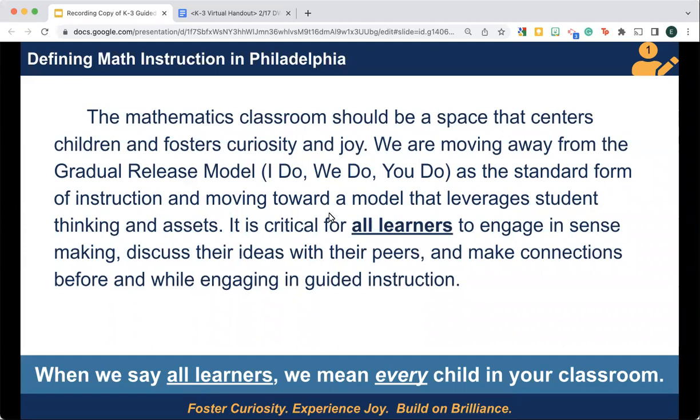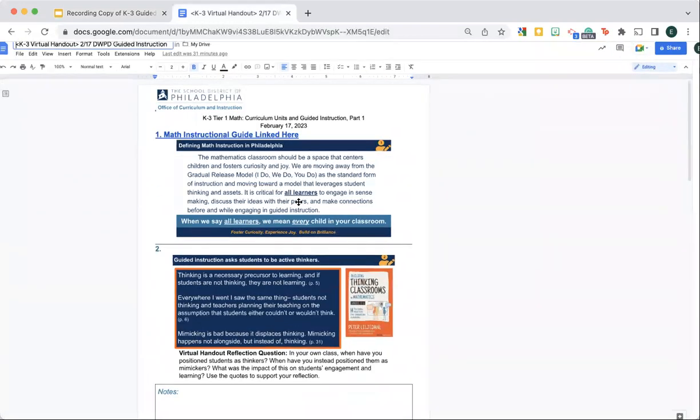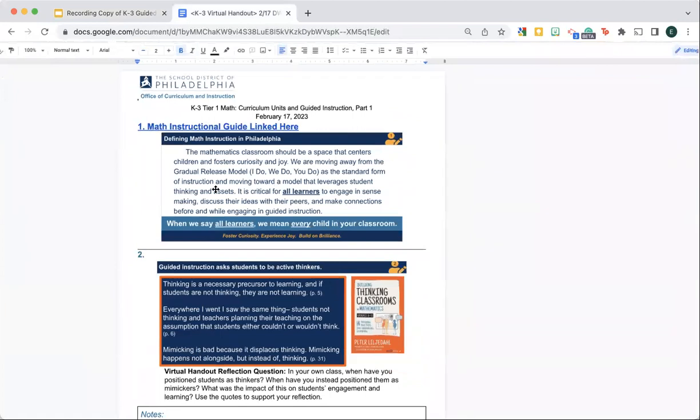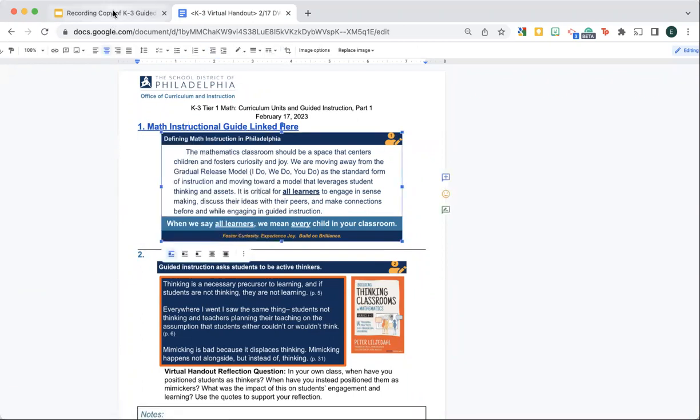This definition of math instruction is found in your virtual handout number 1. That handout should have been linked where you found this screencast. And in virtual handout number 1, there's also a link to our math instructional guide, if that's a helpful resource for you to reference.